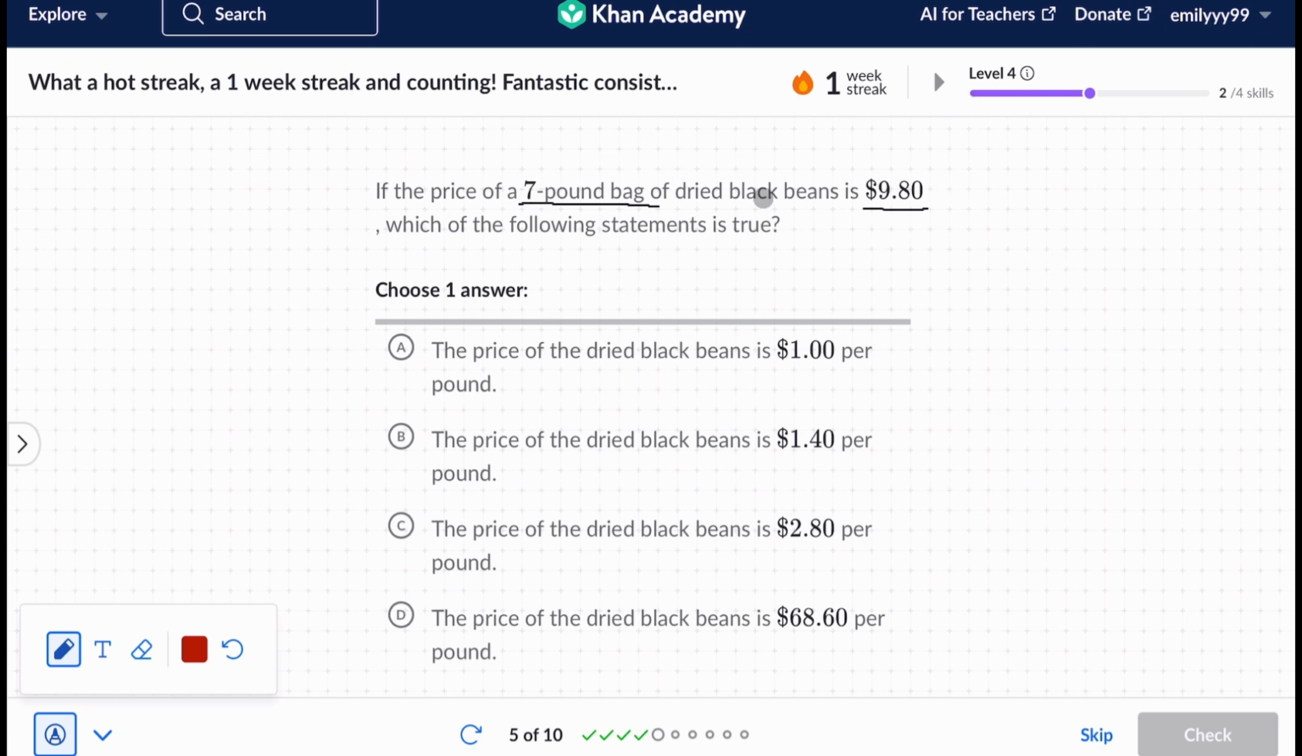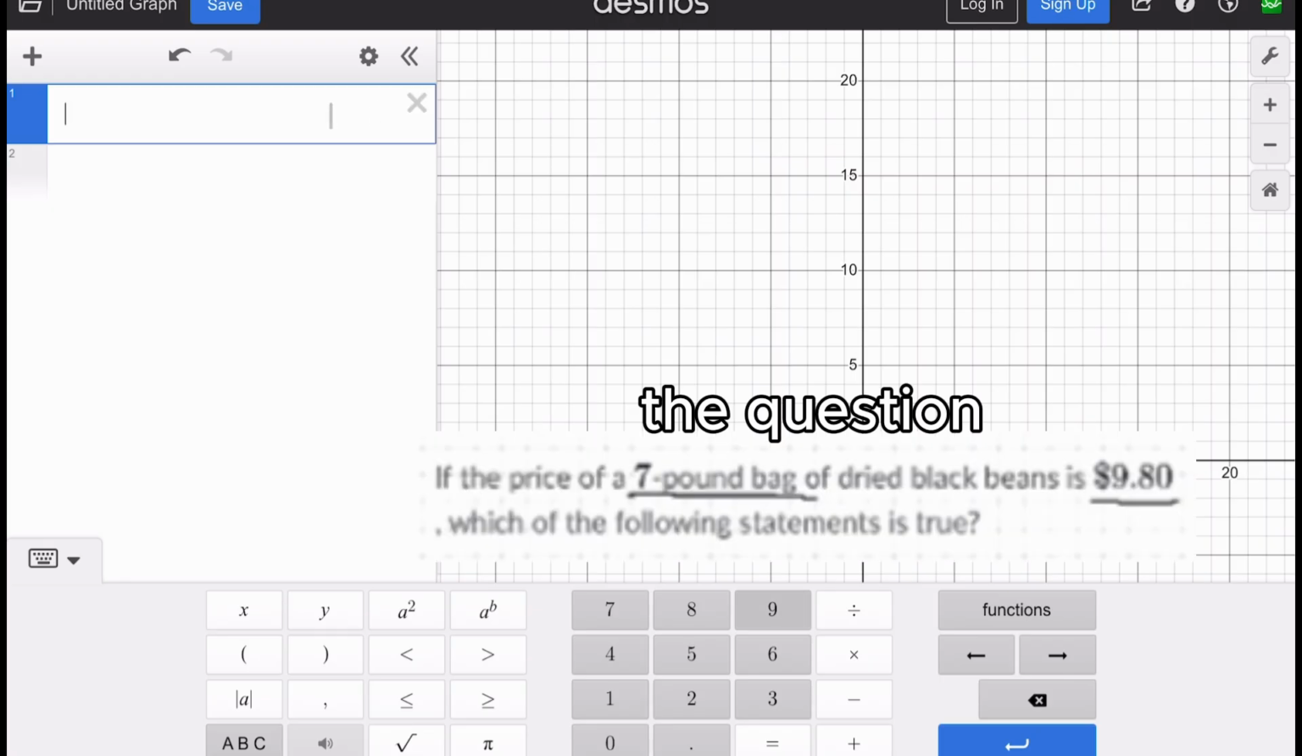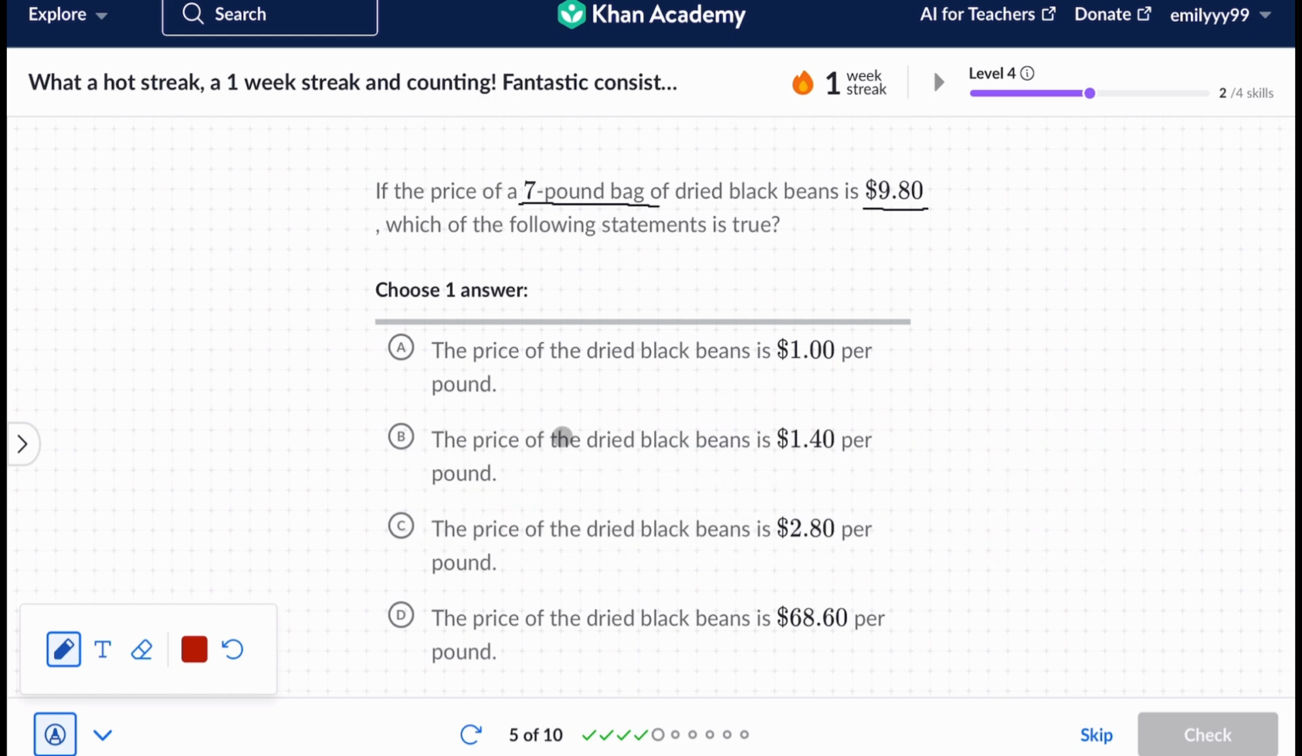So 7 pounds is $9.80. So all we have to do is divide. And we would be able to find the amount of a 1-pound bag of dried black beans. So 9.80 divided by 7 is going to give us 1.4. So the price of the dried black beans is $1.40 per pound.